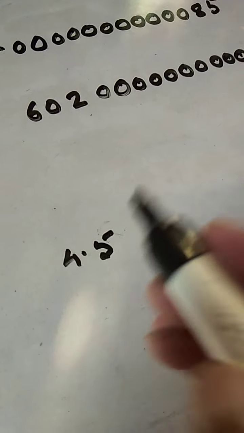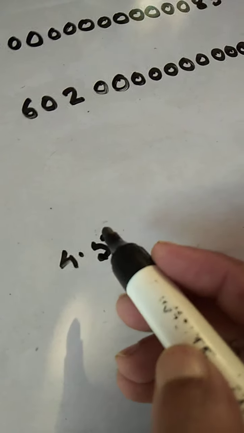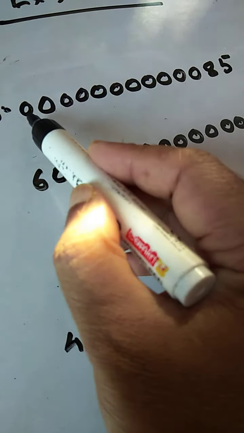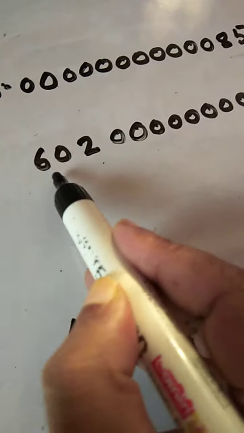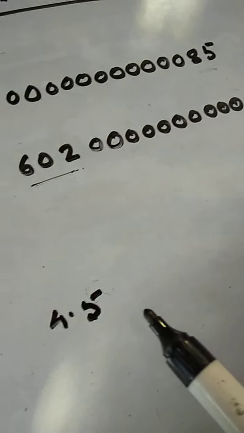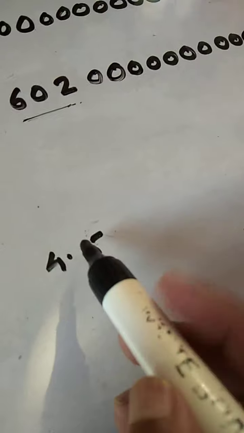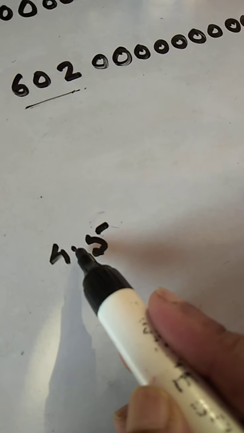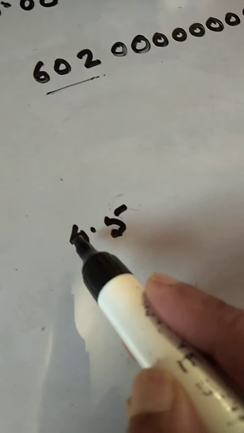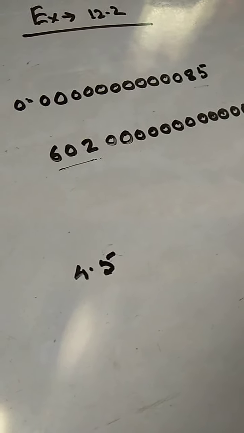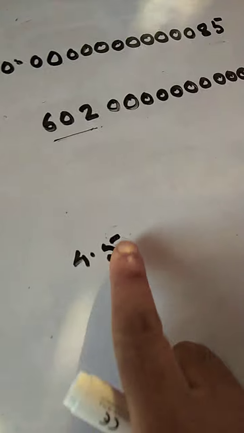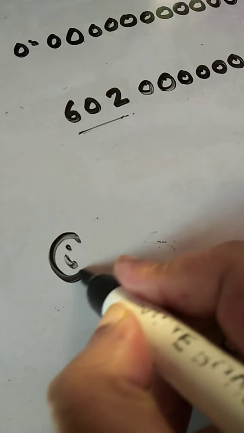But remember, in standard form we will not count the zeros, but the digits. See, 85 is a digit, 602 is a digit. So the digits should have one decimal, and on the left hand side of the decimal only one number should be there. This is the only rule for standard form. So let's begin with the first one.